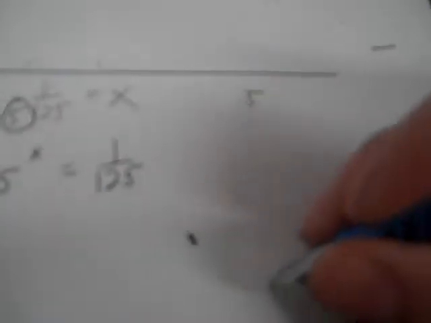Okay, the next one, the base is 5. So 5 to the x power equals 1 over 125, okay? Once again, forget the fact that it's 1 over 125 and just figure out how many 5s it takes to multiply to 125. There's 1, there's 2, and I don't know, does it? So 5 times 5 times 5. There we go. Equals 125.